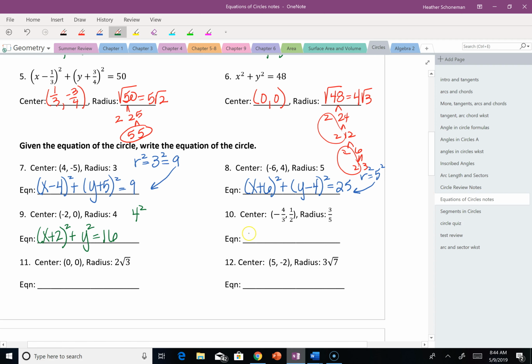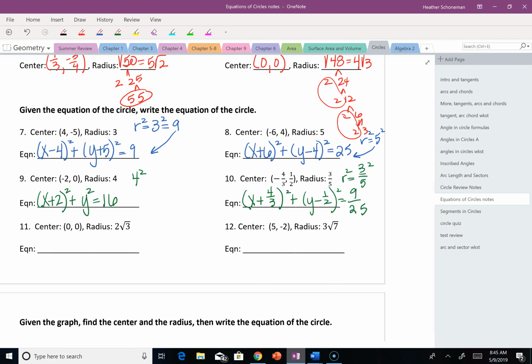Over here, your center is going to be (x plus 4/3) squared plus (y minus 1/2) squared equals (3/5) squared. Okay, when you square a fraction, you square the top and you square the bottom. So 3 squared is 9, 5 squared is 25.